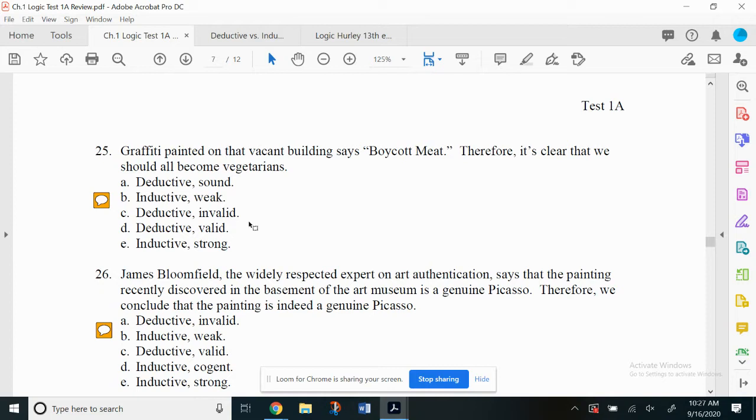25. I will let you look at this. You can push pause. And you have to figure out deductive or inductive. And then is it strong or weak? If it's inductive, is it sound or, you know, invalid or valid? So 25, the answer is B. Inductive weak.